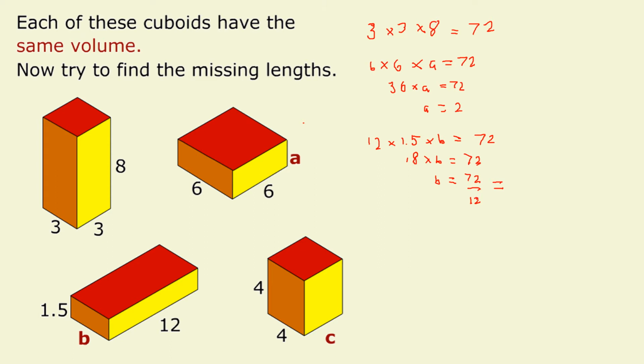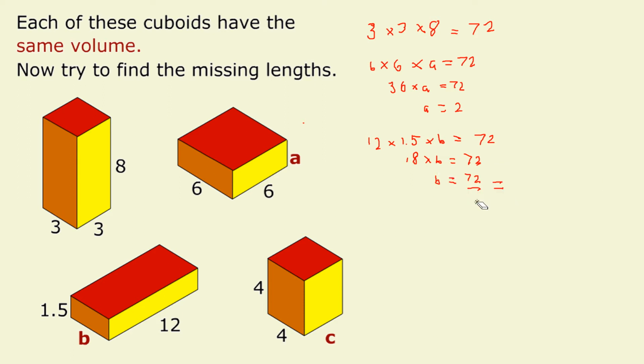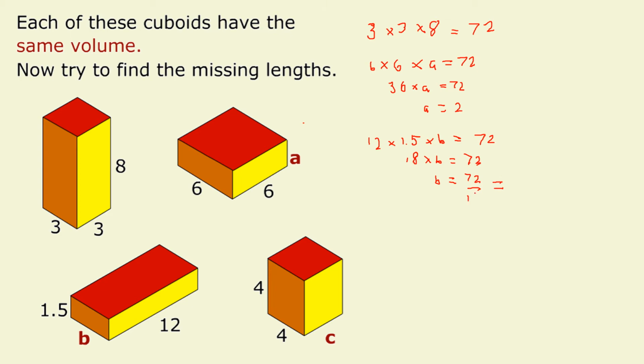That was an 18. I don't know why I made it a 12. Hang on a minute. Get my rubber up. Eraser. There we go. Let's do it properly. And that was 18. And we're absolutely right. 4. Okay, the last one.